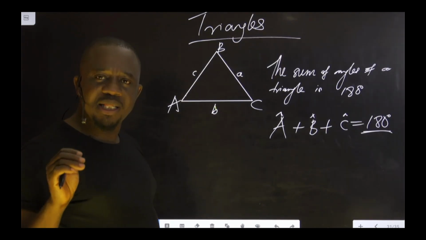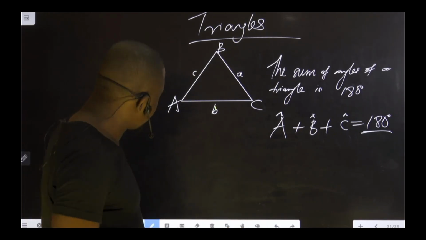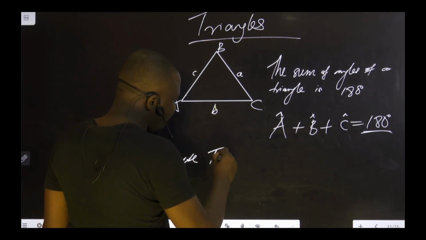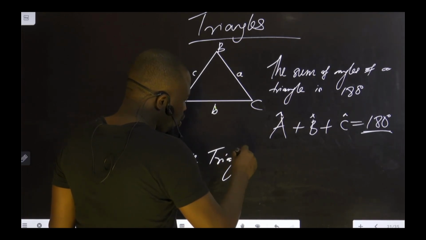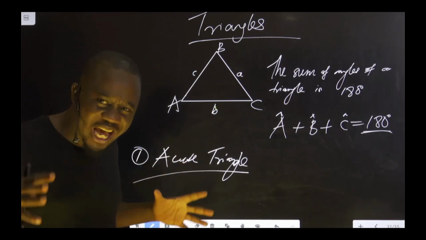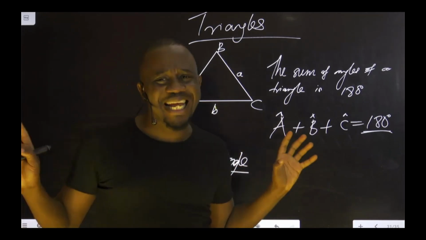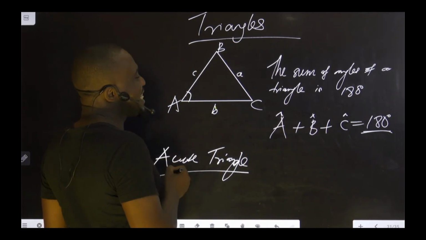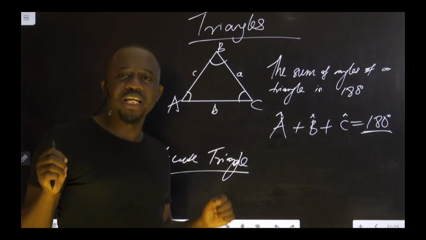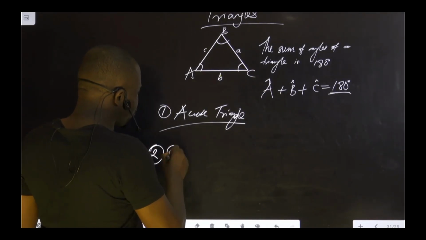Okay? Let's now look at types of triangles which we need for this course. The first one is what? The acute triangle. You agree with me? We've done acute angle. We are talking about acute triangle. When we say acute triangle, all the angles are less than 90 degrees. So that means this is less than 90, this is less than 90, this is less than 90. We say such a triangle is what? Acute triangle.